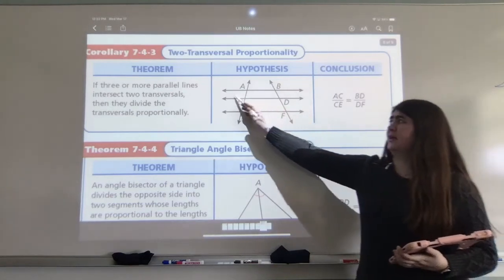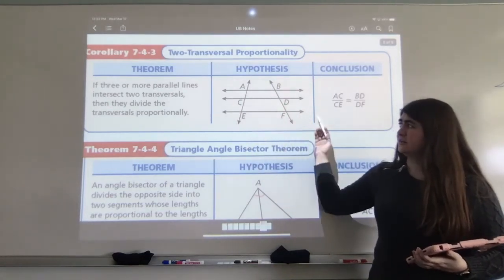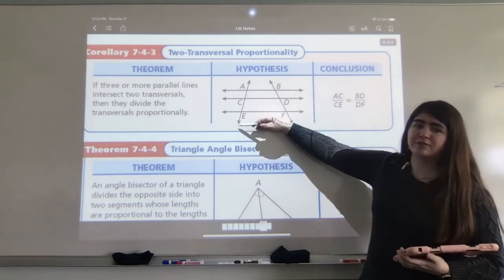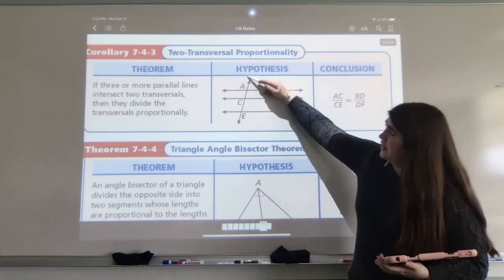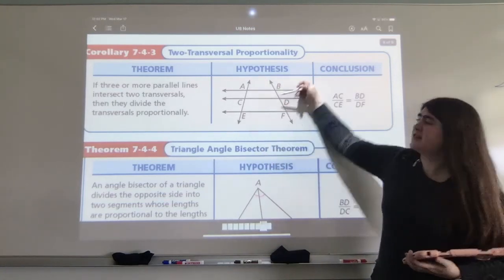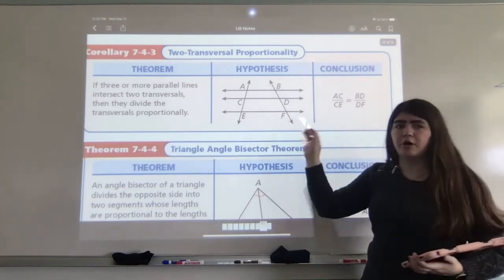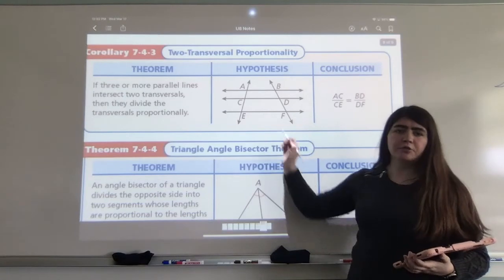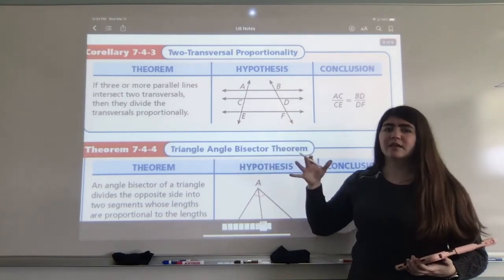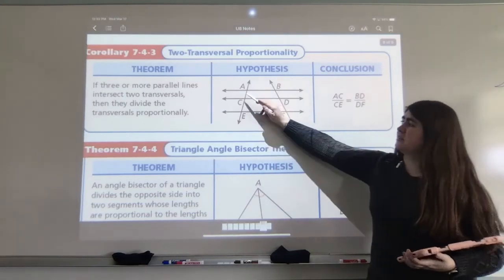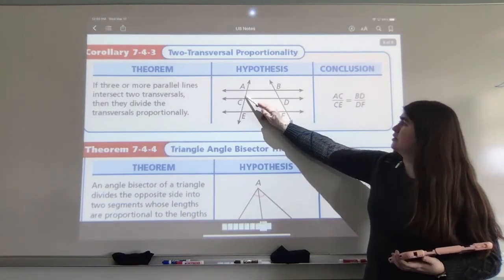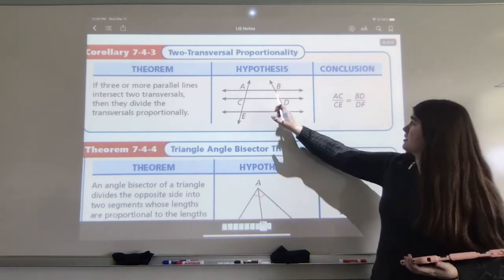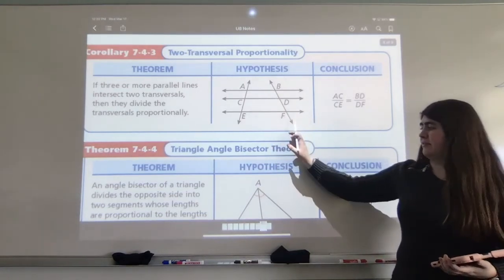So in this image, we have three parallel lines, and they are intersecting two transversals. So I have this line here that's going through all three parallel lines, and I have this line here that's going through all three parallel lines. Because we have two lines that cut through all three parallel lines, they divide it proportionally, meaning that the distance between A and C to CE is proportional to the distance between BD and DF.